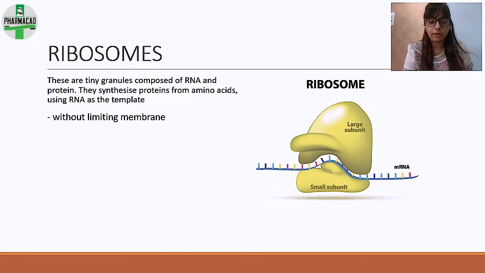Wait, I'll just draw it. It's like this: amino acid 1 plus amino acid 2 plus amino acid 3. Like this they'll join and form a chain, and that will ultimately be a protein. So that is done by the ribosome using mRNA as a template.